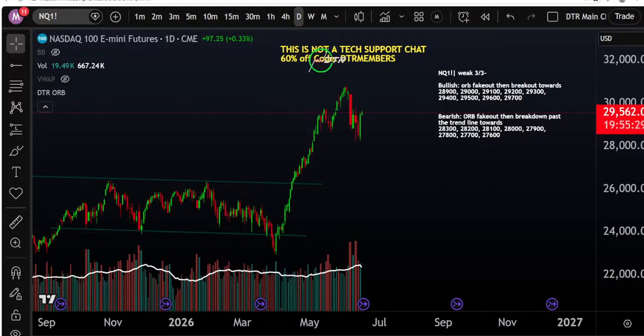I trade pretty much just one ticker, NQ. I look at about a dozen or so names though.